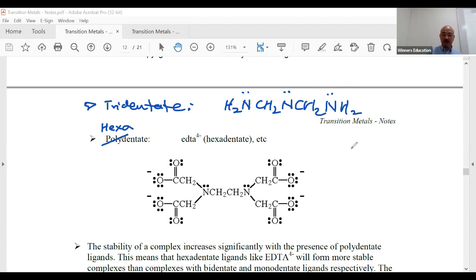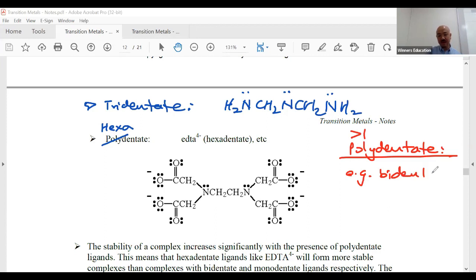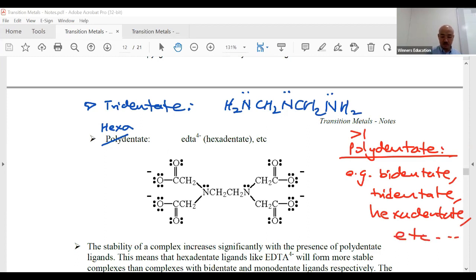Then I want to shift the polydentate over here. Polydentate refers to poly, once again, more than one. So this refers to anything that is more than a monodentate, more than a bidentate. So bidentate, tridentate, and anything that's higher than that, etc. Okay, do get this down.